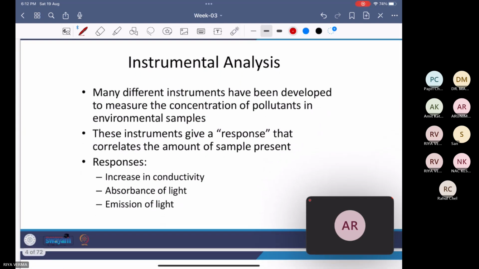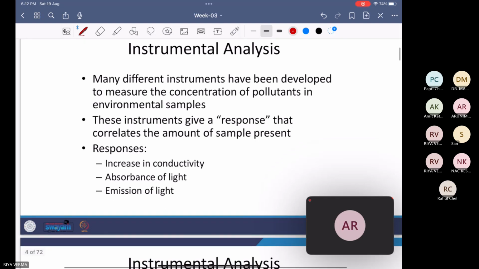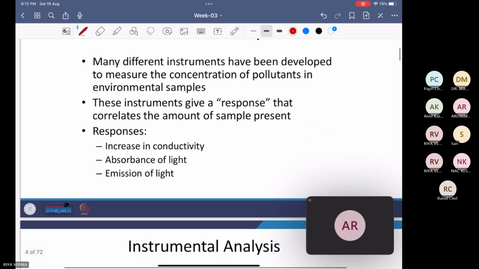For the instrument analysis, different types of instruments have been developed to measure the concentration of pollutants. These instruments give a response that correlates with the amount of sample present. The response can be in different forms. First, it can be in terms of increased conductivity. Then it may be in the form of absorbance of light or the emission of light. This absorbance of light, basically, we measure in a spectrophotometer.